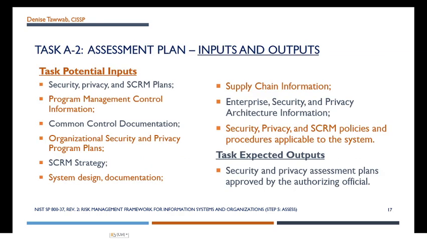All right, inputs to your assessment plan. Potential inputs can be your security, privacy, and supply chain risk management plans, program management control information, common control documentation, security and privacy program plans for the organization, your supply chain risk management strategy, system design documentation, supply chain information, your enterprise security and privacy architecture information, and security, privacy, and supply chain risk management policies and procedures that apply to the system. The expected output from task A2 is a security and privacy assessment plan, or separate security and privacy assessment plans, depending on how your organization wants to do it, approved by the authorizing official.